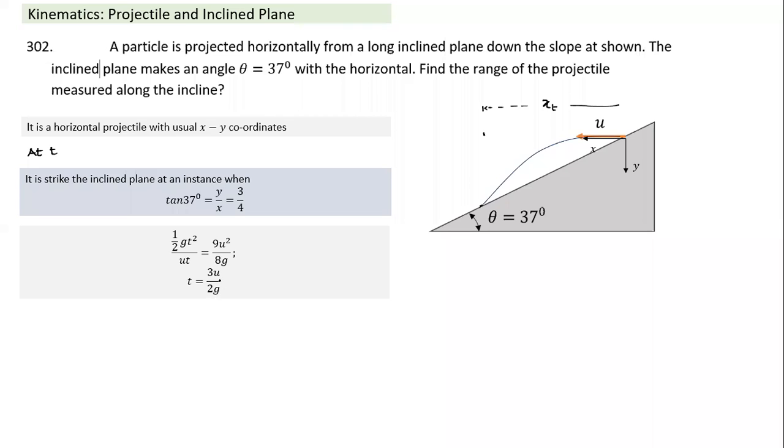And from there, I get the value of t. Okay, t comes 3u by 2g. If t comes 3u by 2g, the x coordinate of the point of impact will become equal to u into t. It becomes 3u square by 2g. So this distance will be equal to 3u square by 2g.